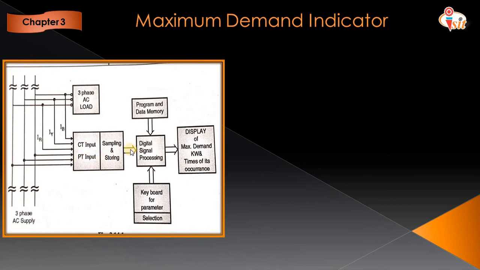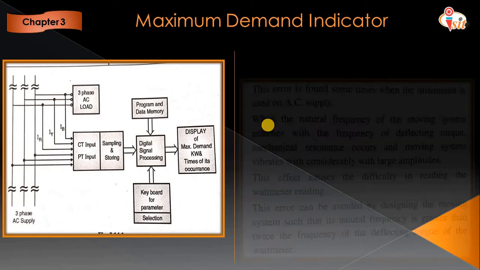Then it provides the sampling and storing signal to the digital signal processing. Again, the program and data memory also send some information to the digital signal processing. The keyboard is here for selection of parameters. Once the signal is processed, it is available to display the reading. It is now the display of maximum demand in kW. Here the maximum demand is displayed on the maximum demand indicator. Okay, now see here.